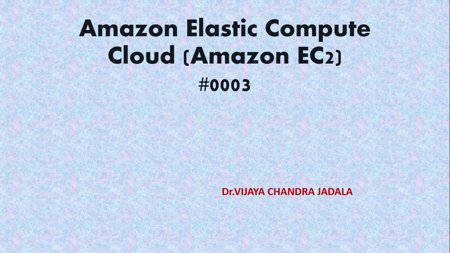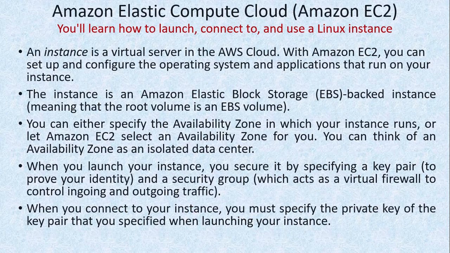Today I am going to discuss Amazon Elastic Compute Cloud, that is Amazon EC2, as part of the AWS training series. Amazon Elastic Compute Cloud, Amazon EC2. Now you will learn how to launch, connect to and use a Linux instance. An instance is a virtual server in the Amazon Web Services Cloud. With Amazon EC2, you can set up and configure the operating system and applications that run on your instance.